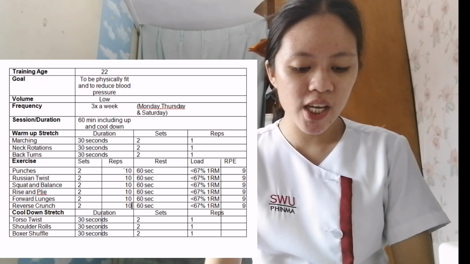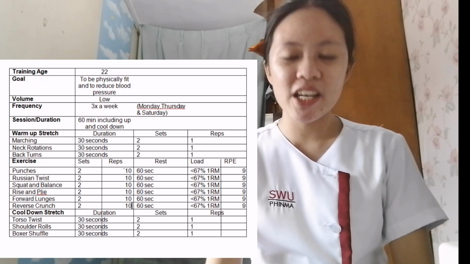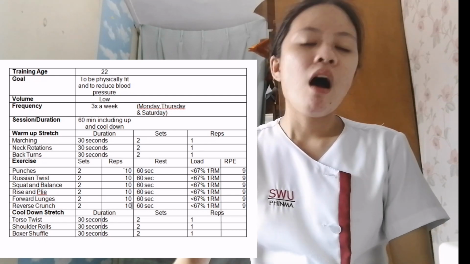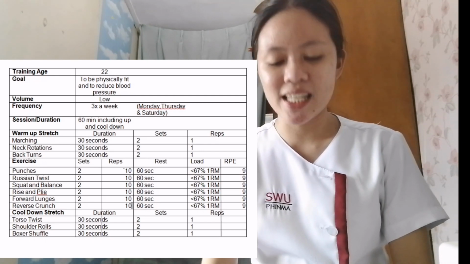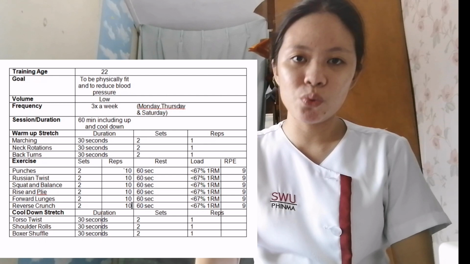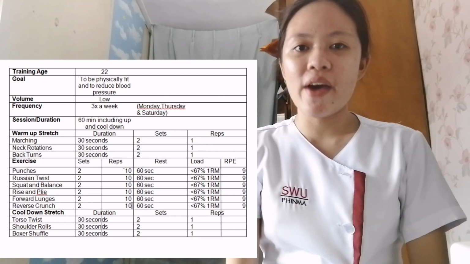First is marching, next are neck rotations and back turns. For all of these 3 warm-up exercises, the duration is 30 seconds and the sets are 2. So now let's proceed to the exercises.